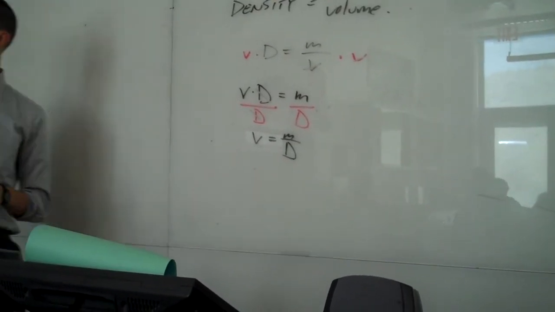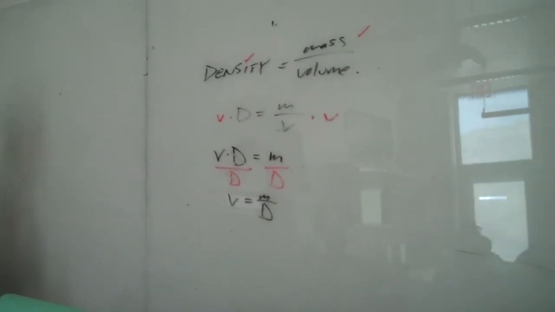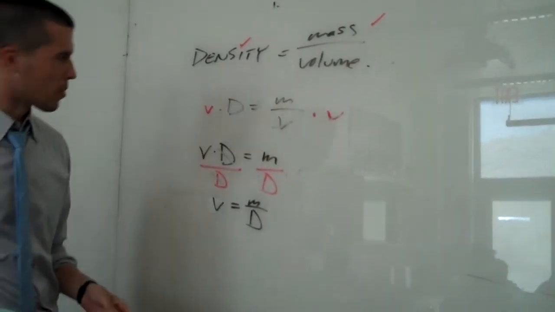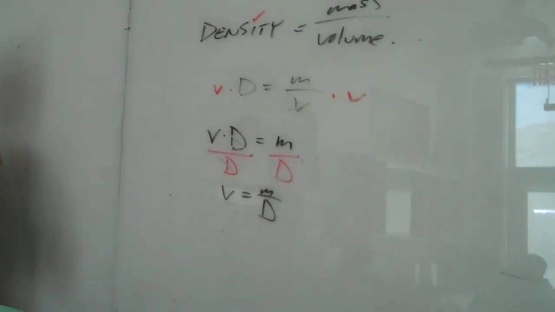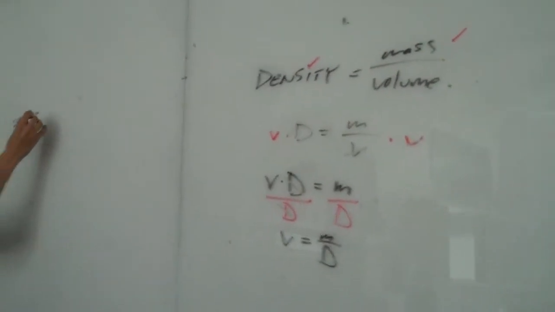Can you just put a number there? Yes, I'll put numbers. Second part. So let's say you've got a density of 5, and you've got a mass of 2. Okay?